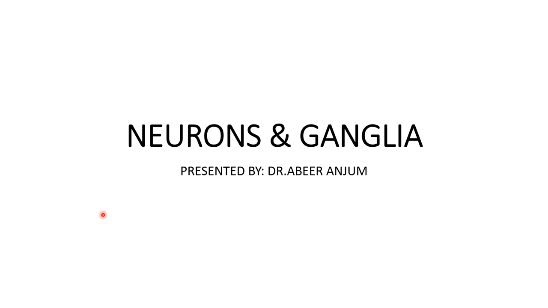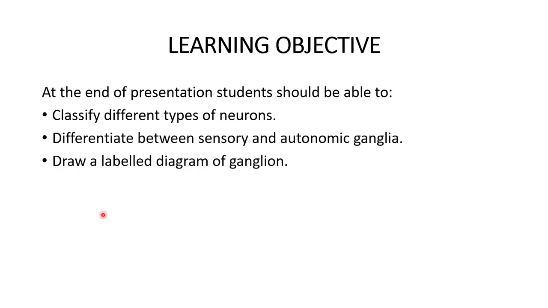Today we'll discuss the histology of neurons and ganglia. Learning objectives. At the end of the presentation, students should be able to classify different types of neurons, differentiate between sensory and autonomic ganglia, and then finally draw a labeled diagram of a ganglion.